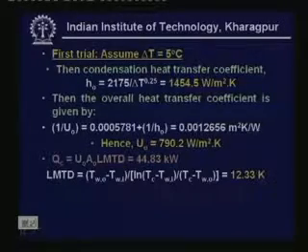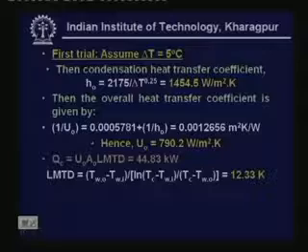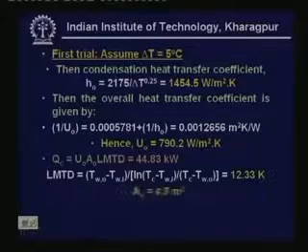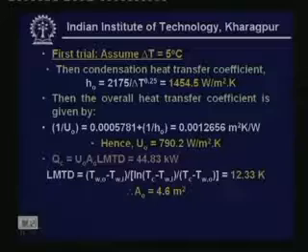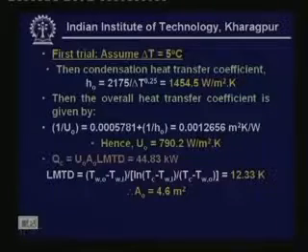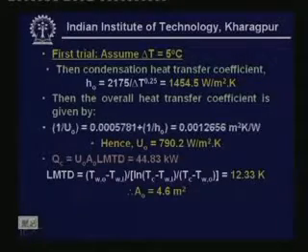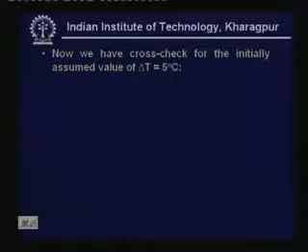Okay, so if you substitute the values of LMTD and U naught in the expression for Q_C, then you find that the required area, that is outer area, is 4.6 meter square. Now, as I have already mentioned, you should not stop here, because this value we got by taking an initial guess value of 5 Kelvin for delta T. Okay, so now we have to see whether delta T is really 5 Kelvin or not. If it is not 5 Kelvin, we have to go for the next trial.